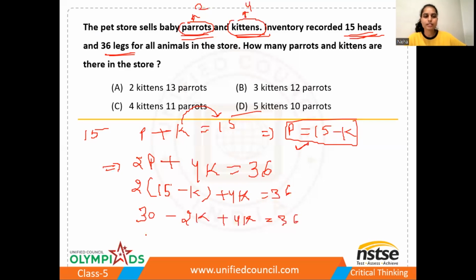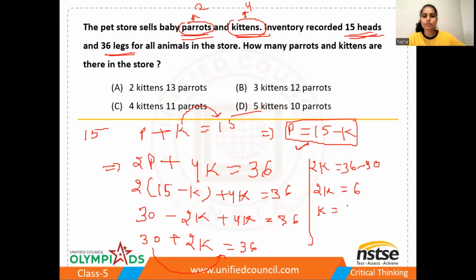Correct? So this is 30 minus 2k plus 4k, that is 30 plus 2k, is equal to 36, right? Now, I can do one thing, I can just shift 30 to RHS, it becomes negative. So 2k is equal to 36 minus 30, correct? That means 2k is equal to 6. Alright, so k is equal to 6 by 2, that means it is equal to 3.